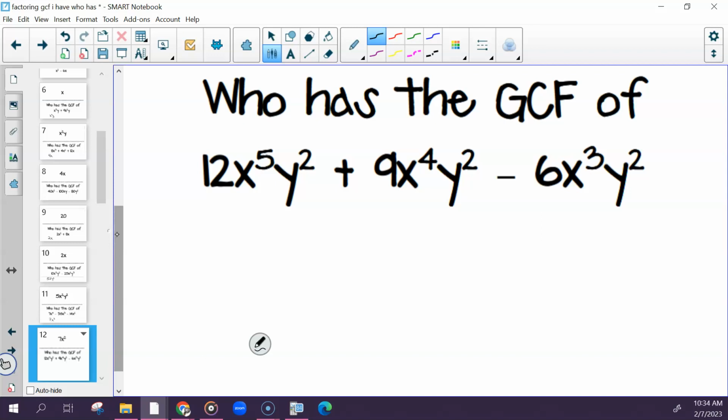3 is the GCF number. What about our variable? X to the third, y squared, yes. Anybody have that one? I don't. I don't either.